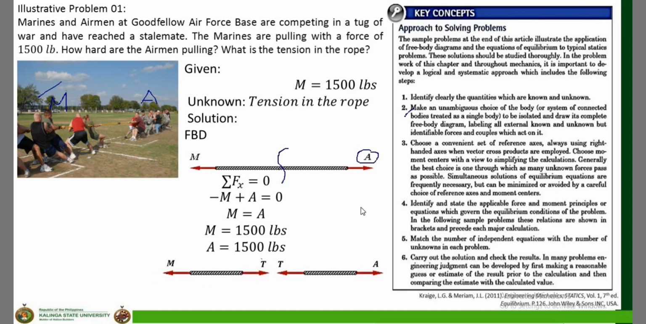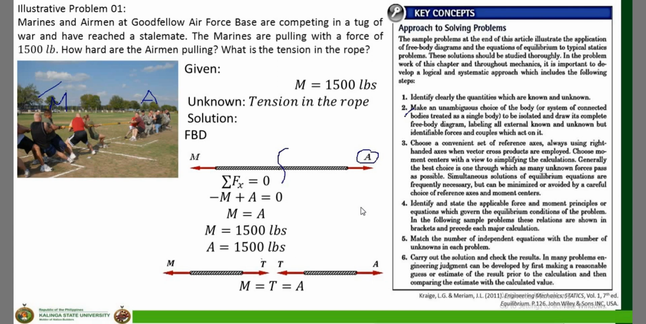Again, step 3: choose a convenient set of reference axes. My reference axis is the x-axis. Step 4: identify and state the applicable force and moment principles or equations. I'm going to use the summation of forces along the x-axis again. Now, the forces along the x-axis are M, T, and A, right?